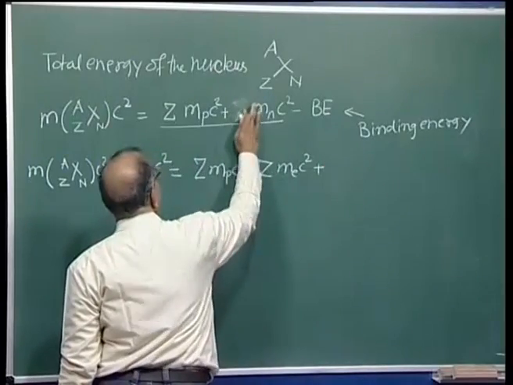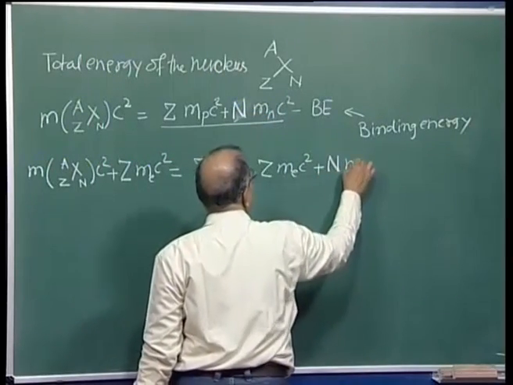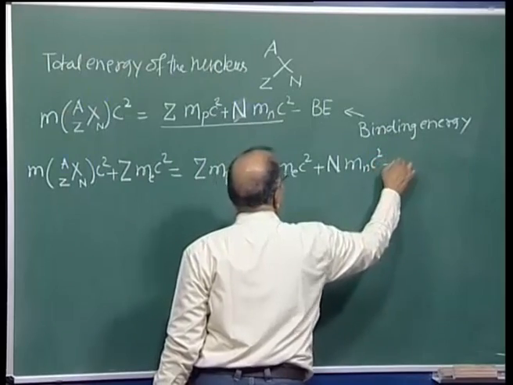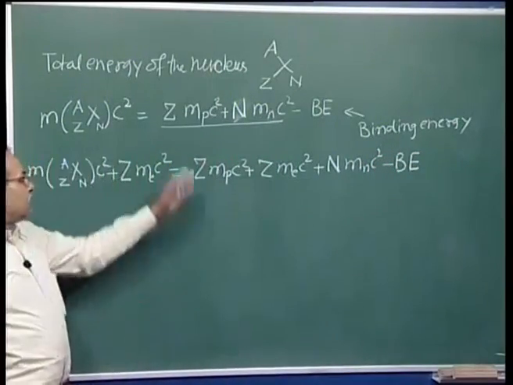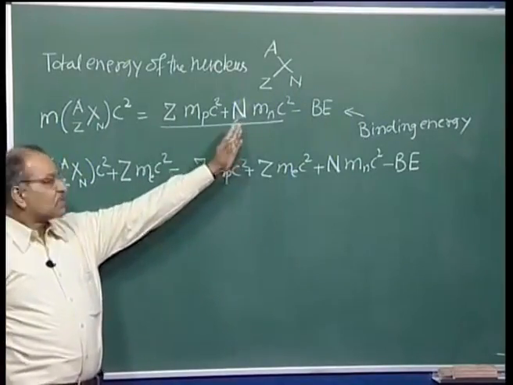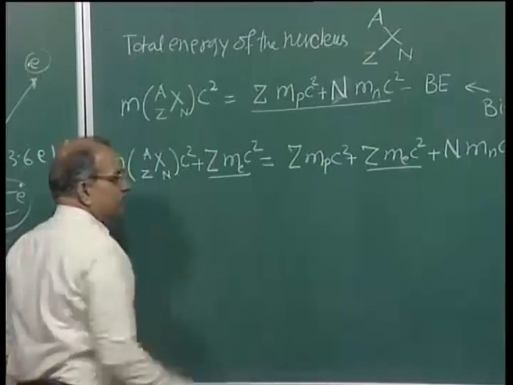What I have done here is add the number of neutrons times MnC square, and minus the binding energy of the nucleus. Z protons and N neutrons. So, I have added this term on the right side and the left side.